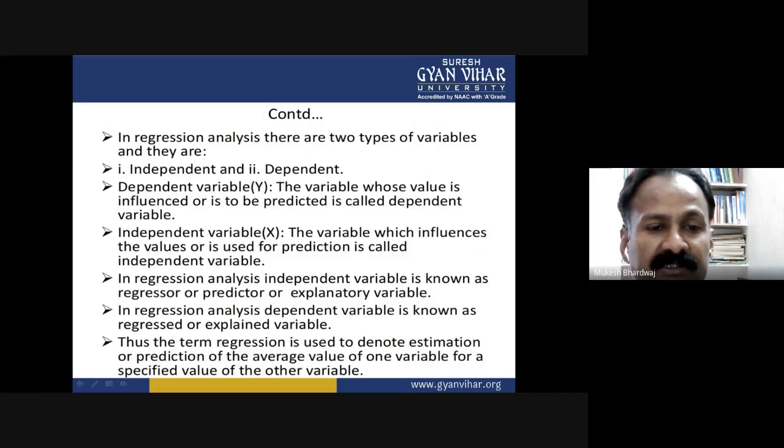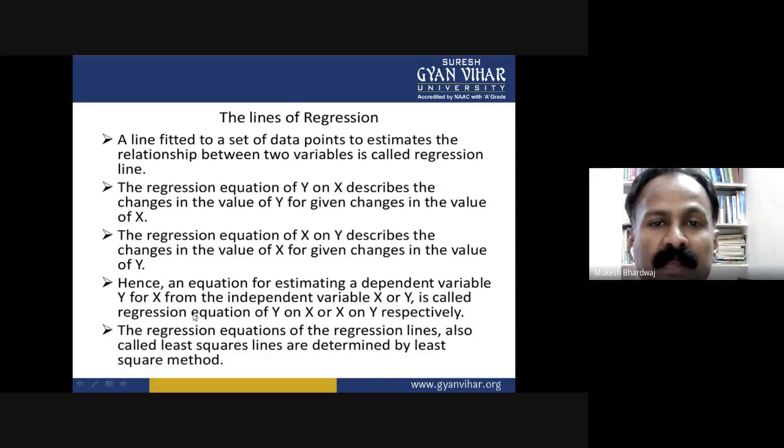Thus, the term regression is used to denote estimation or prediction of the average value of one variable for a specified value of the other variable. The lines of regression: a line fitted to a set of data points to estimate the relationship between two variables is called a regression line. The regression equation of y on x describes the changes in the value of y for given changes in the value of x. The regression equation of x on y describes the changes in the value of x for given changes in the value of y.